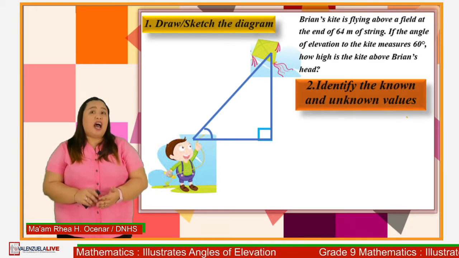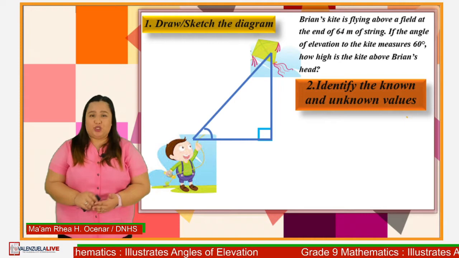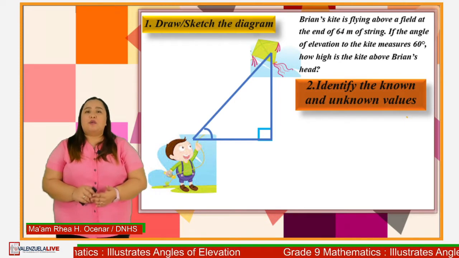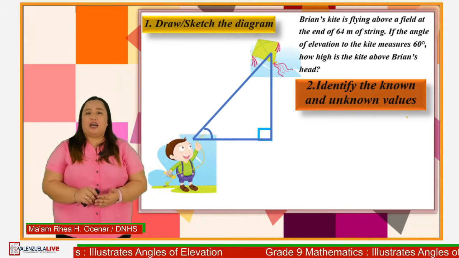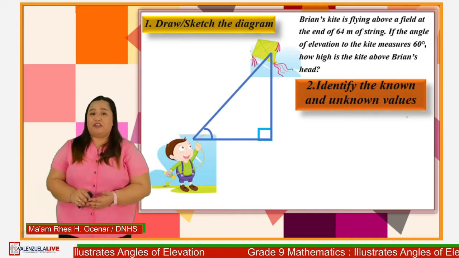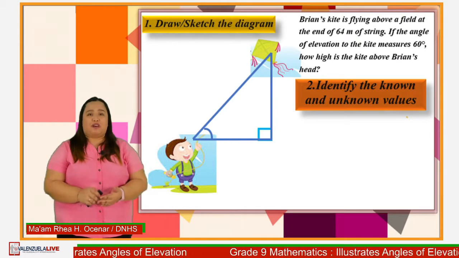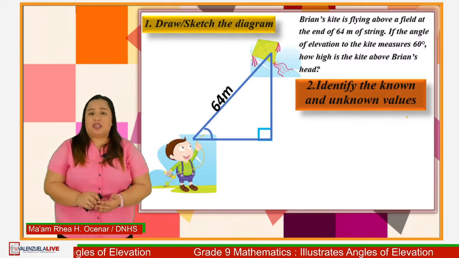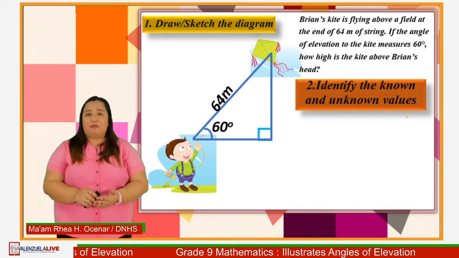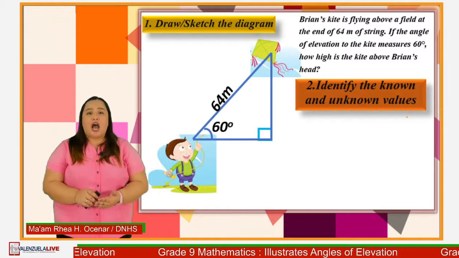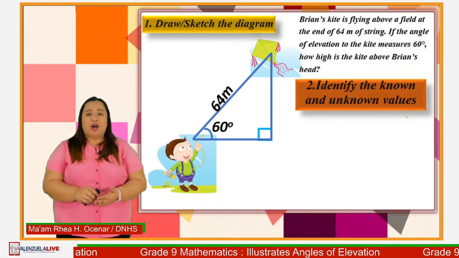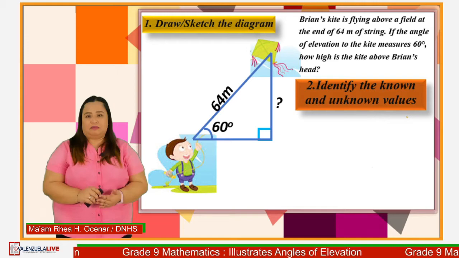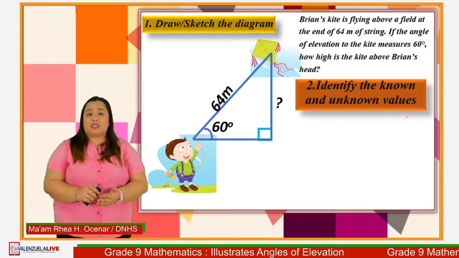Next step, identify the known and unknown values. Brian's kite is flying above a field at the end of 64 meters of string. 60 degree is the angle of elevation. How high is the kite above Brian's head? Let X be the missing part.